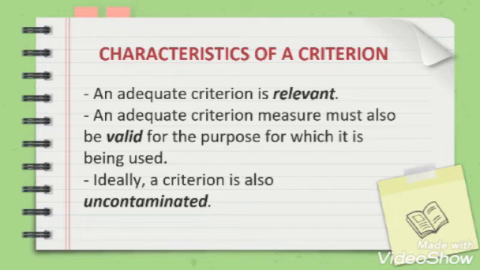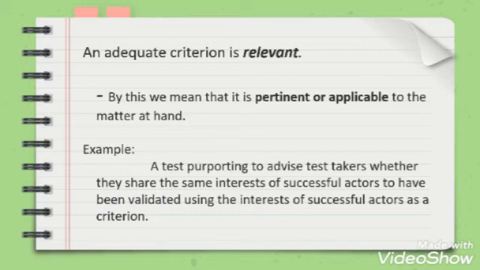Now, a criterion has three characteristics. First, an adequate criterion is relevant. Second, an adequate criterion measure must also be valid for the purpose for which it is being used. And third, ideally, a criterion is also uncontaminated. An adequate criterion is relevant. By this, we mean that it is pertinent or applicable to the matter at hand.